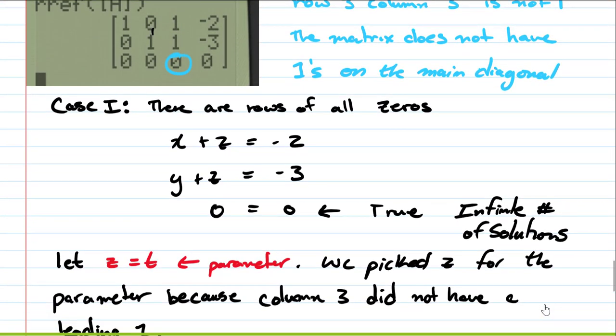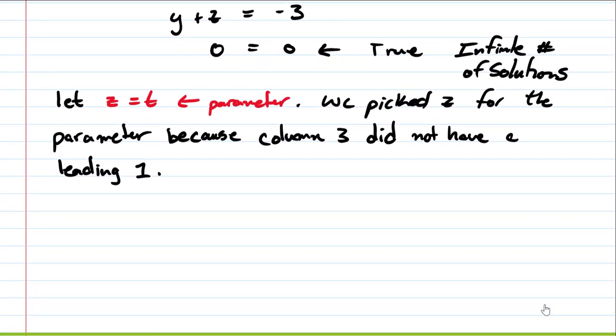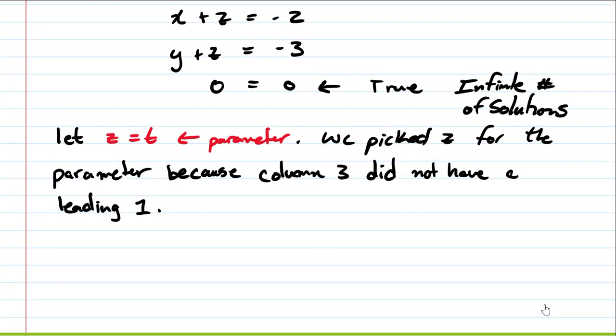So in our matrix, we had a leading 1 in the x column, we had a leading 1 in the y column. We did not have a leading 1 in the z column, right? It was missing. That means z is going to be our parameter. So in general, any column that is missing a leading 1 is going to be a parameter in your solution. So then that gives us the following set of equations.